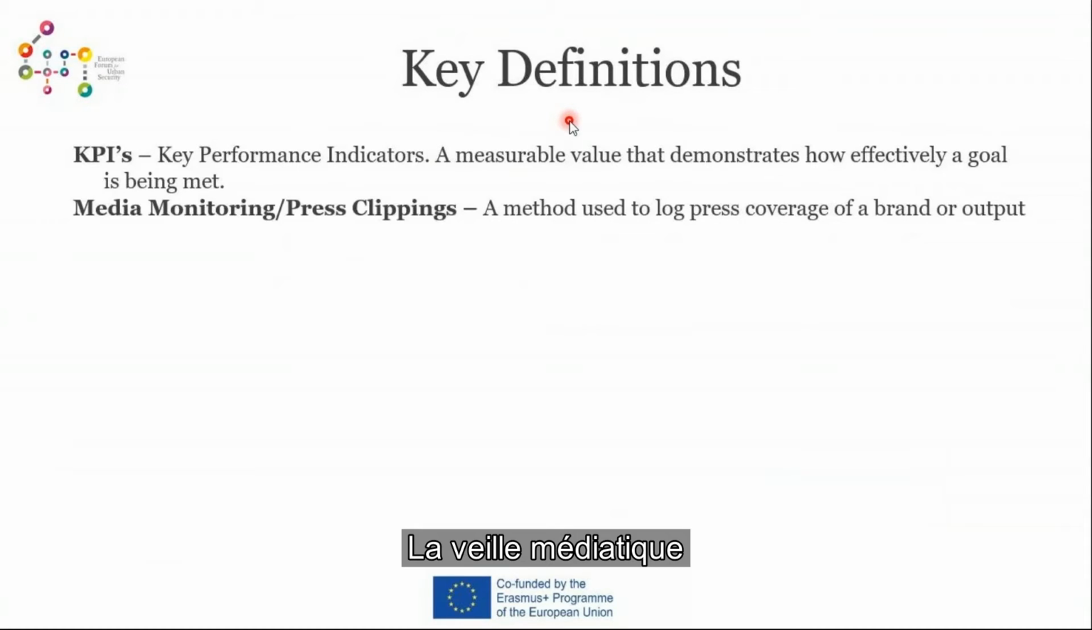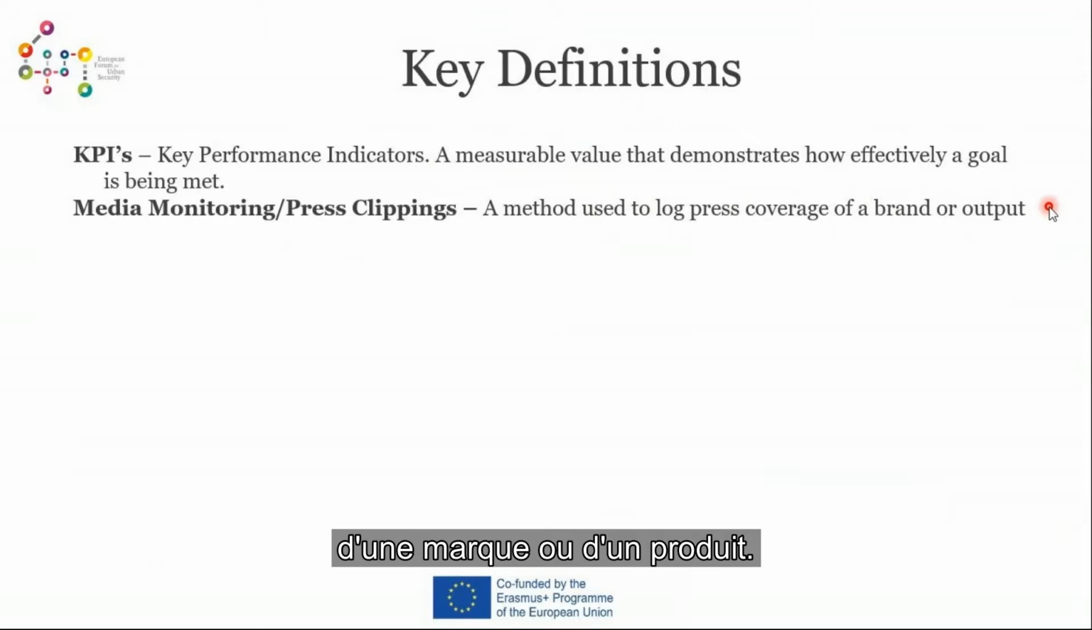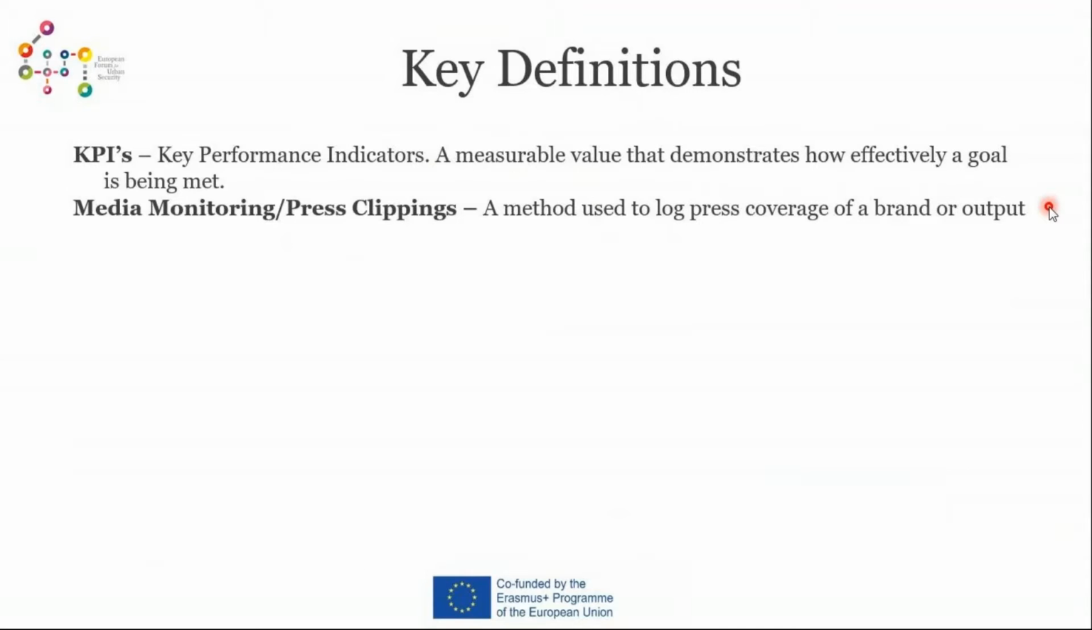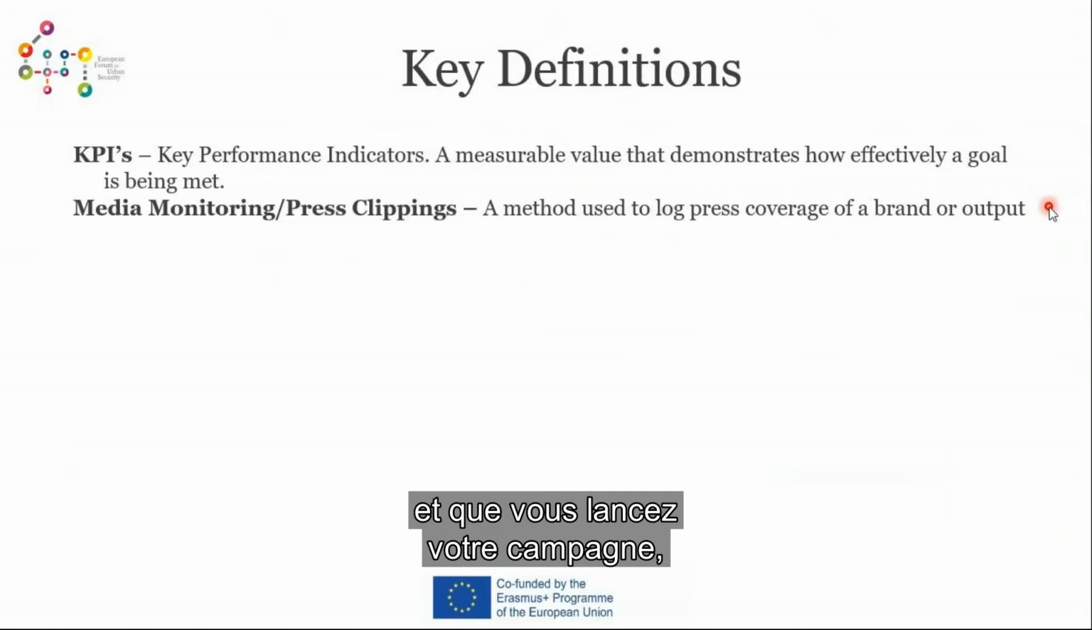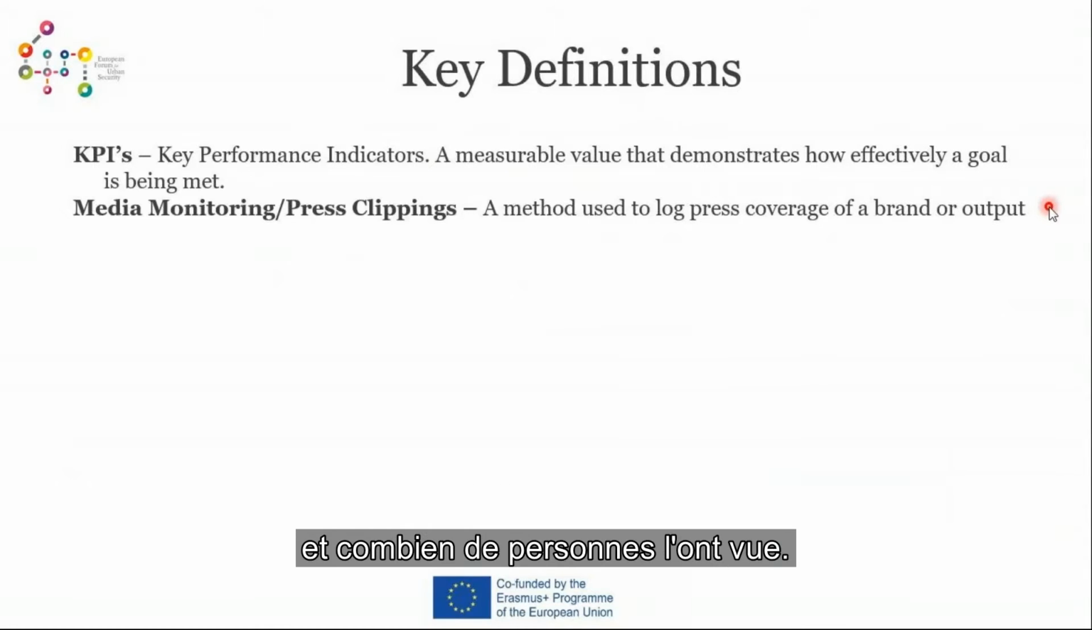The next is media monitoring and press clippings. And these are methods that are used to log press coverage of a brand or a specific output or set of outputs. So when you produce a press release and your campaign goes live, you want to then be able to measure to what extent the media picked that up, and therefore how many people may have seen it.